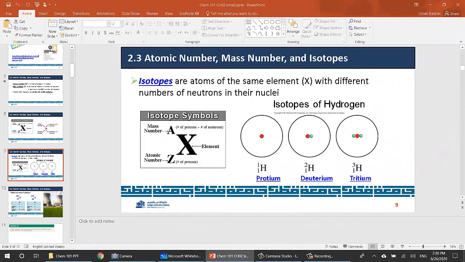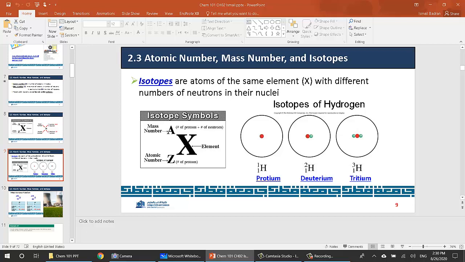Okay, so let's take an example. That would be hydrogen. Hydrogen has an atomic number of 1 and a mass number of 1. An atomic number of 1 means it has only one proton and one electron. If you want to figure out the number of neutrons, that would be 1 minus 1, that's 0. So there are no neutrons in the hydrogen atom. But we have something called isotopes. Isotopes are atoms of the same element, X, with different numbers of neutrons in the nucleus.